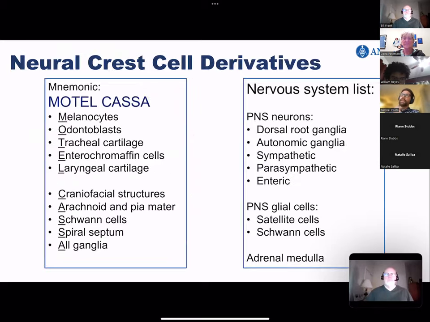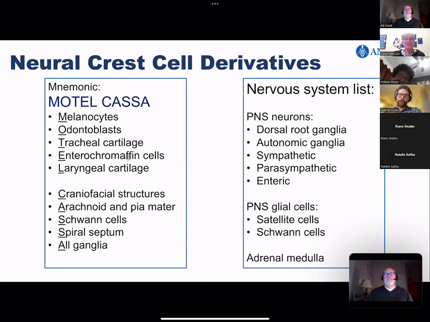And then as a final note, we wanted to touch on some of the neural crest cell derivatives. Again, there are a couple of different ways to think about this. For some folks, it may be helpful to have a mnemonic like this. So MOTEL CASA gives you the primary derivatives of neural crest. You have your melanocytes, which are the pigment forming cells for our skin, and odontoblasts, which are the source of teeth. I mean, in medical school, we don't really talk about teeth very much, I'm afraid. I think that's a dentistry thing.